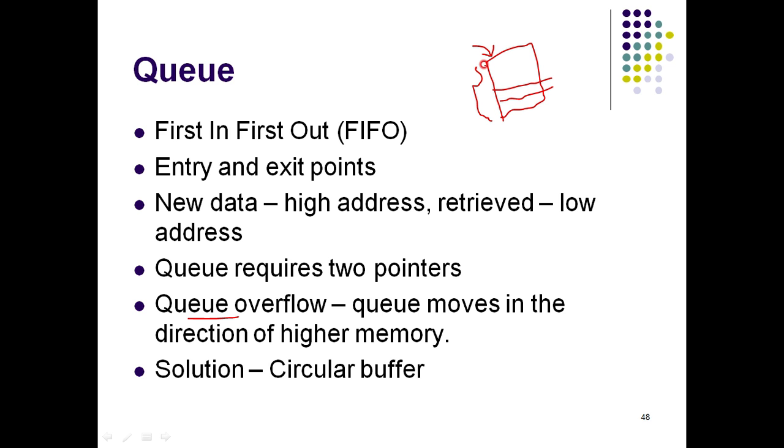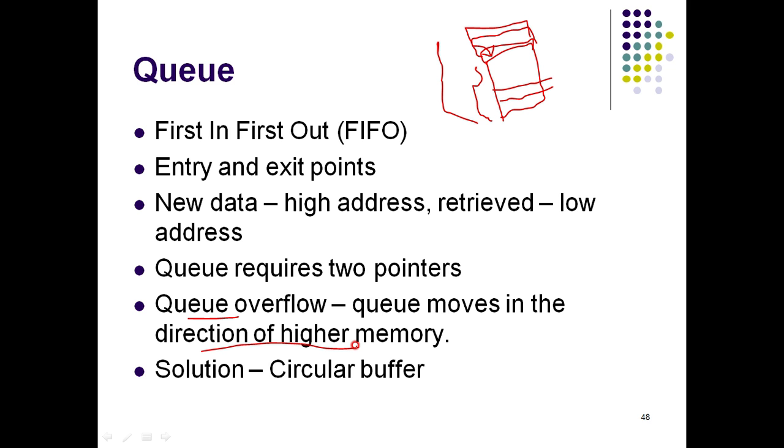If I add a new data, what would happen? This would increase like this. If I add one more data, this would again increase like this. If I go on adding, what would happen now? The queue size is increasing. The queue size is increasing. So that means your queue moves in the direction of the higher memory, which we don't want. We don't want our queue to overflow.